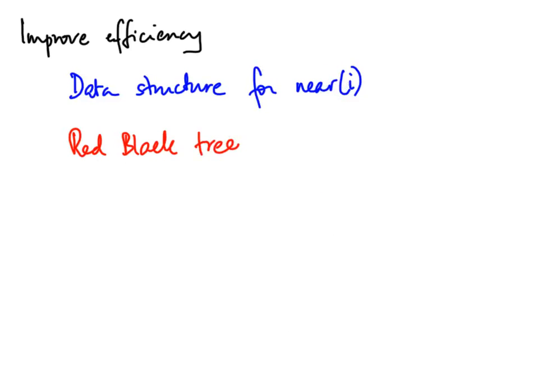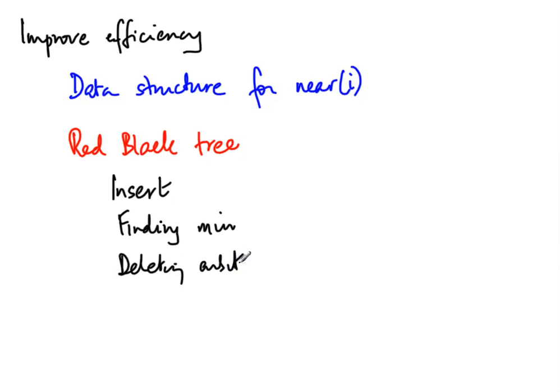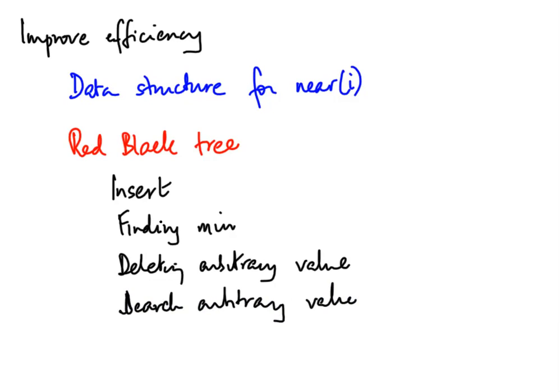What this red-black tree typically allows is insert, finding the minimum, deleting an arbitrary value, and searching for an arbitrary value. These are the general properties of a red-black tree, and all of these can be done in time logarithmic in the size of the tree.